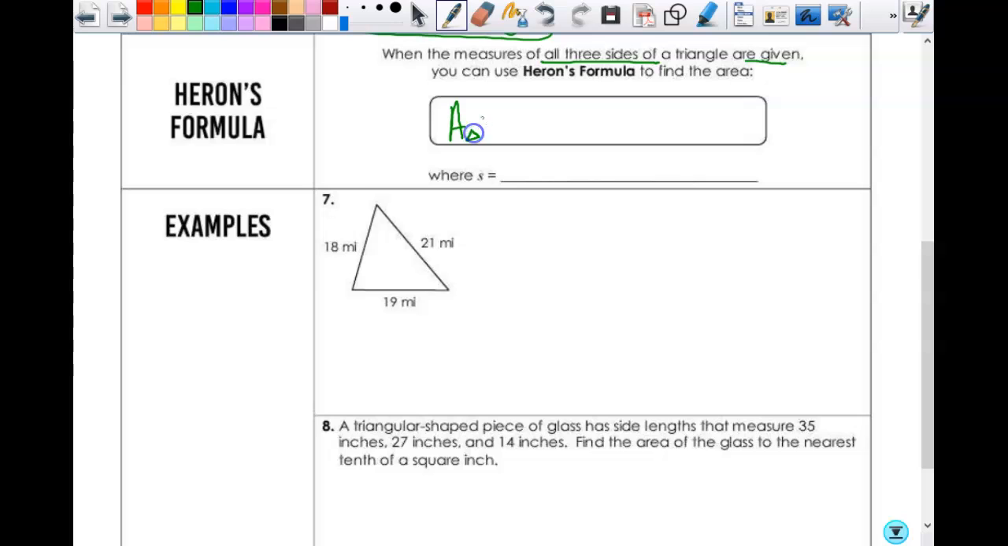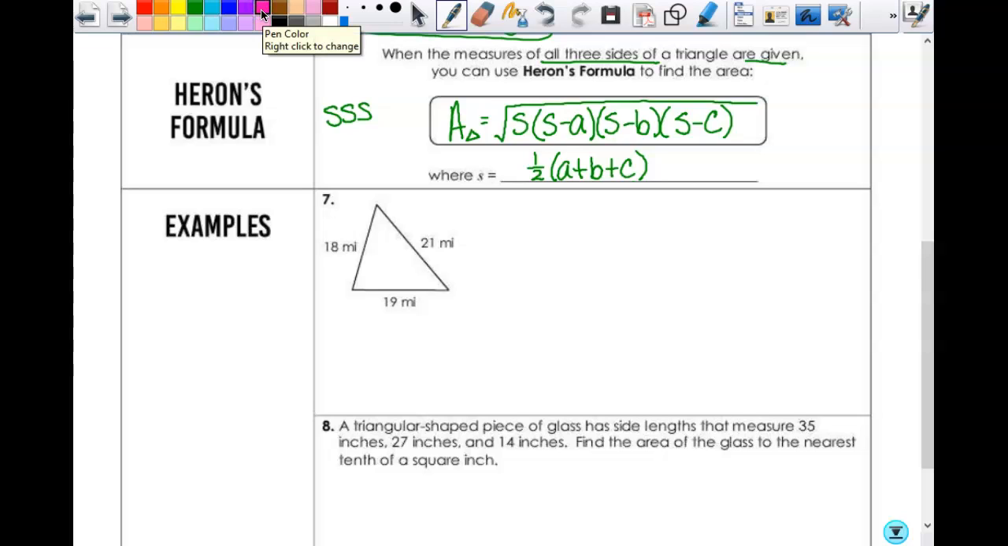So it looks like this. The area of the triangle is equal to a big old long square root of S times (S minus A) times (S minus B) times (S minus C). A, B, and C are the three side lengths, so this would be done in a side side side situation. The S is something that's new. It says down here that S equals 1/2 times (A plus B plus C). If I just did A plus B plus C, what does that represent of the triangle? The perimeter. So I'm taking half of that. This is called the semi-perimeter, and that's why it's an S. Half the perimeter.